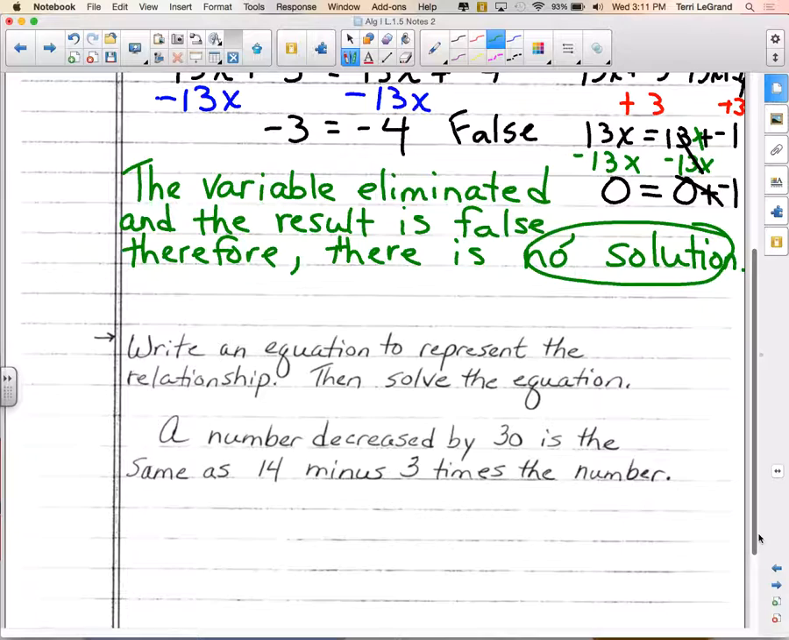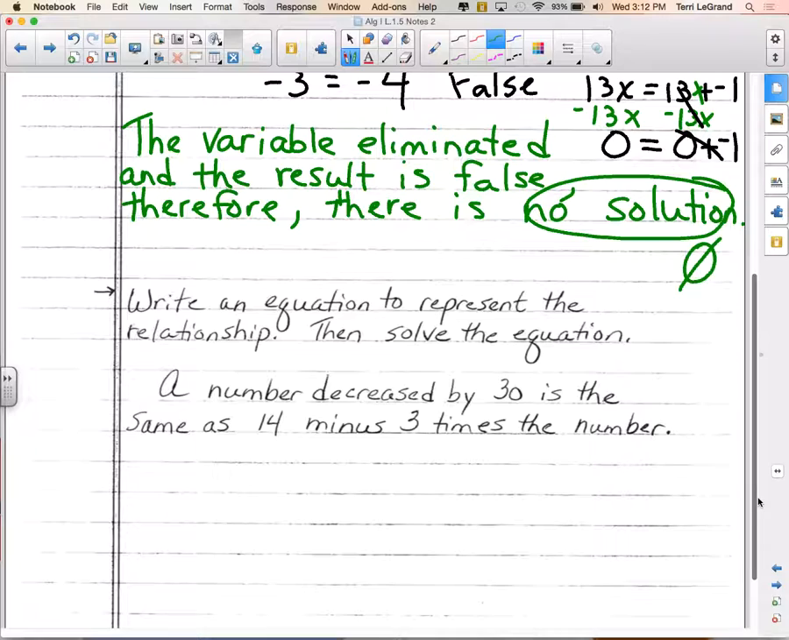Now, let me show you what little symbol you can use for no solution. Here it is. The empty set is what it's called. No solution means there's nothing that satisfies x. There's no value for the variable that will make the equation true. So if you don't want to write the words no solution, you would write that. That's the empty set symbol. Okay? Anybody have any questions on that one?